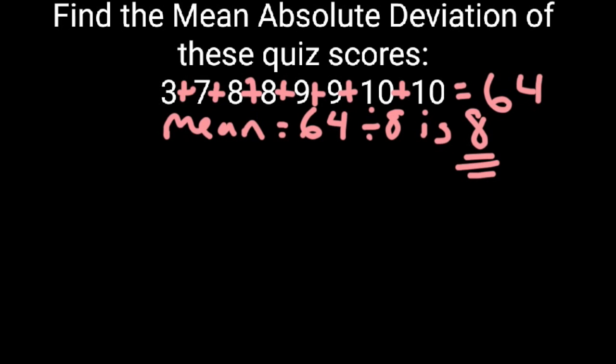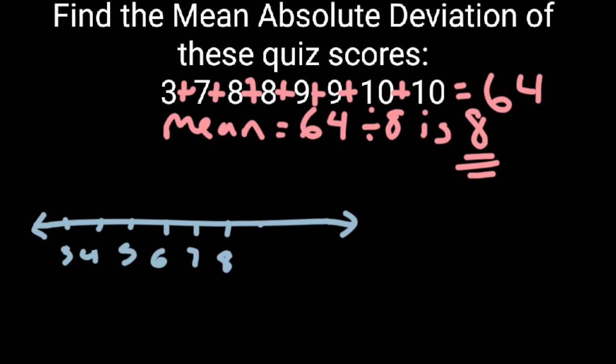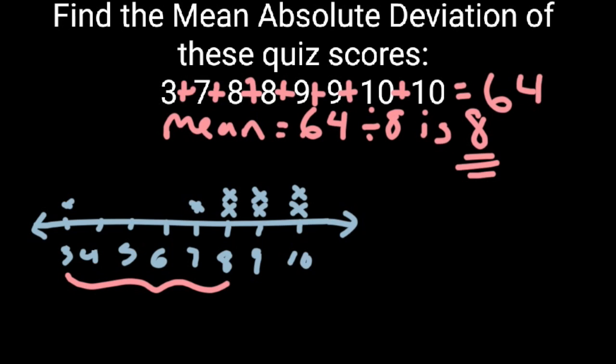Step 2. Find the distance between each value and the mean. So, you may find it helps to put the points on a dot plot. Now, the distance between 3 and the mean of 8 is 5. The distance between 7 and the mean is 1. The distance for the scores of 8 is 0, for 9 is 1 and 10 is 2.